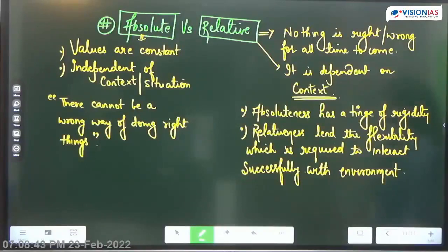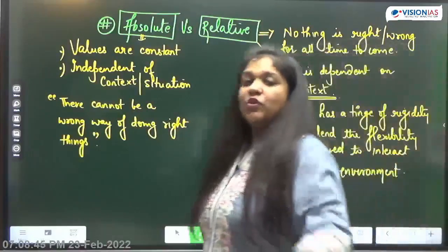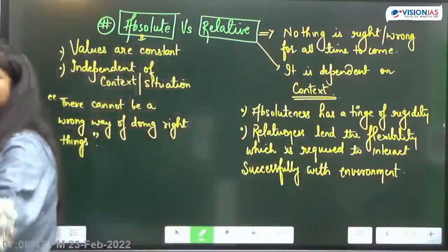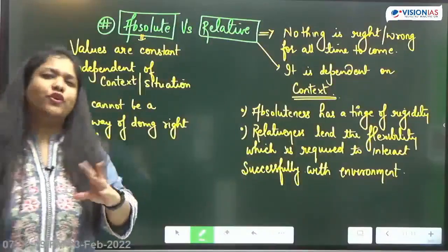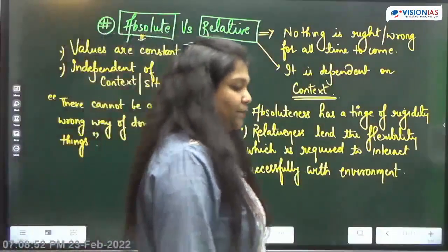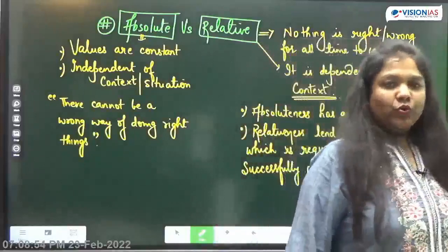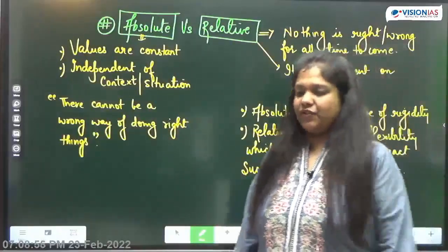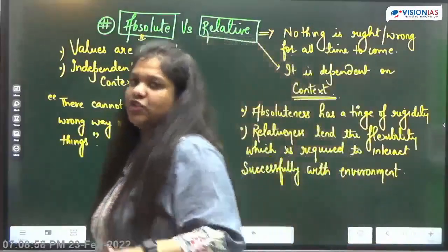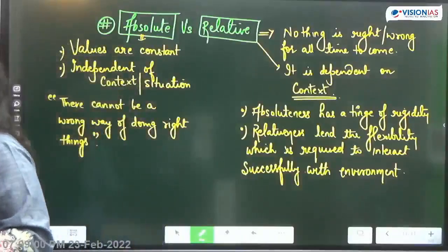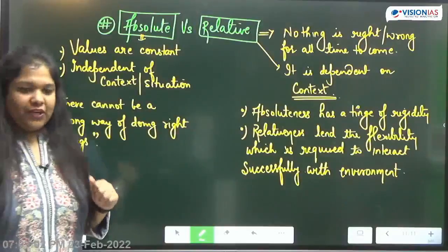I'll give you an example. There was a sage who never lied in his life. He was very honest all throughout his life. ठीक है. There was this man who was being chased by the dacoits. So that man came to the sage to seek refuge, and he asked the sage to protect him.